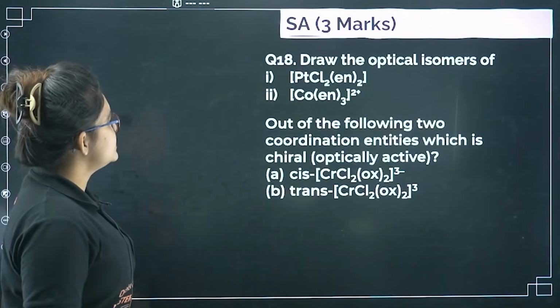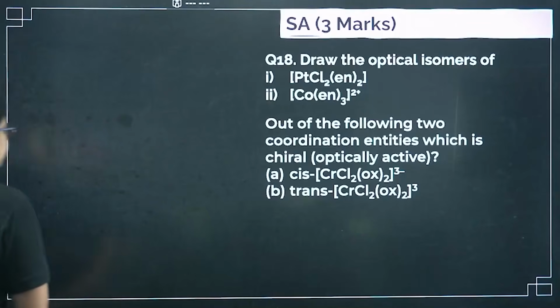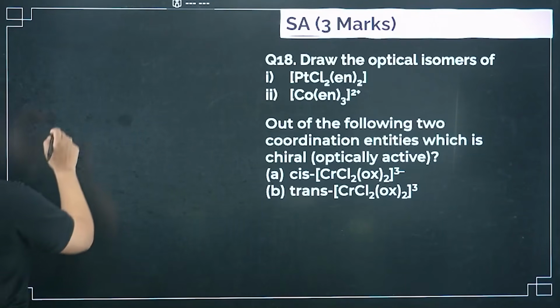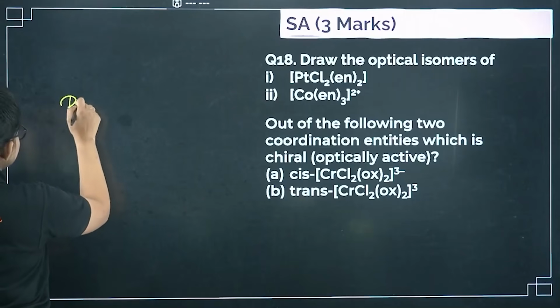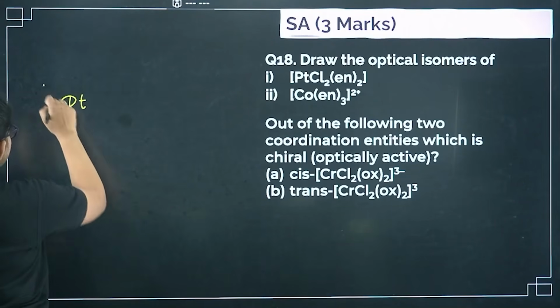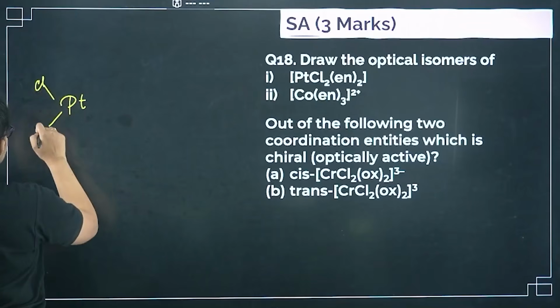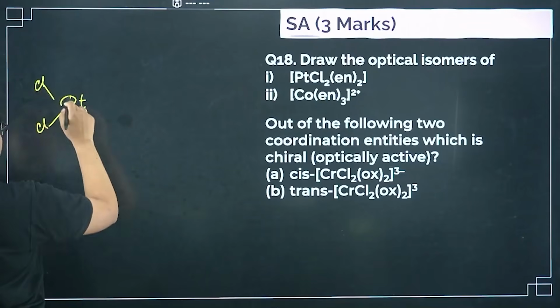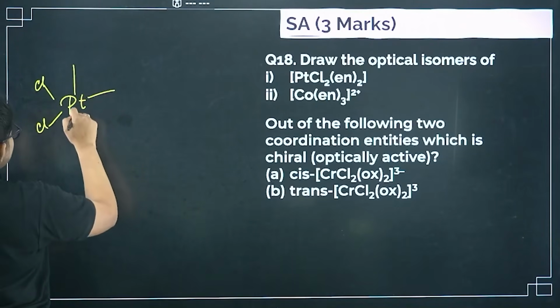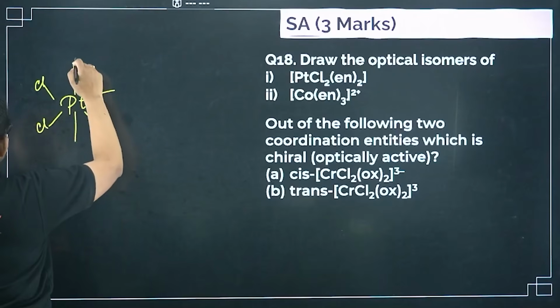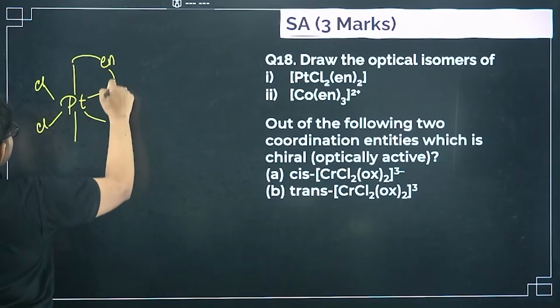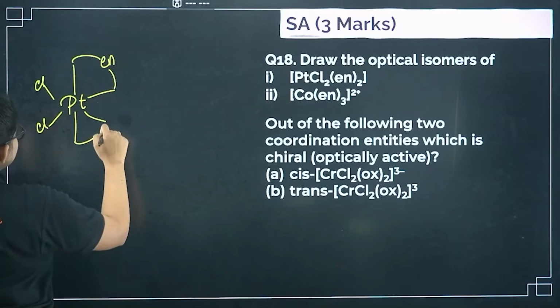Draw the optical isomers of this. Okay, let's draw it. So platinum with 2 chlorine and ethylenediamine, right? You can draw it this way. Optical isomers only we have to draw. So 2 chlorine I am placing on the same plane, cis we will draw. This can be your 1 ethylenediamine and this can be your other ethylenediamine.